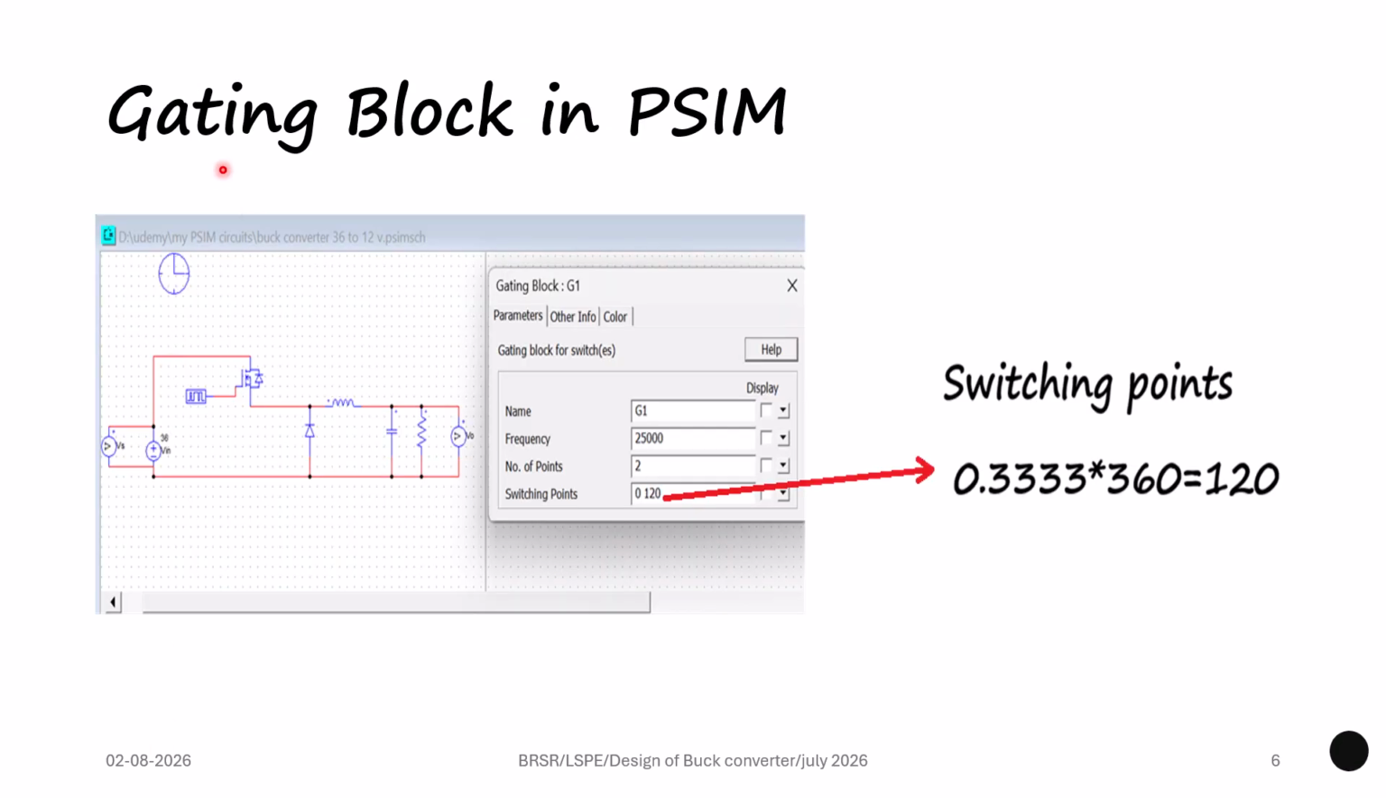While simulating the buck converter in PSIM, this duty ratio what we have calculated should be given as the switching point in the gating block of MOSFET. We have calculated the duty ratio as 0.333 and that should be multiplied by 360, which is 120. That is the point which is marked in PSIM here. As the duty ratio changes, that has to be multiplied by 360 and it should be entered here. We can also see here the frequency is marked as 25,000. So these points are to be noted when the simulation is done in PSIM.